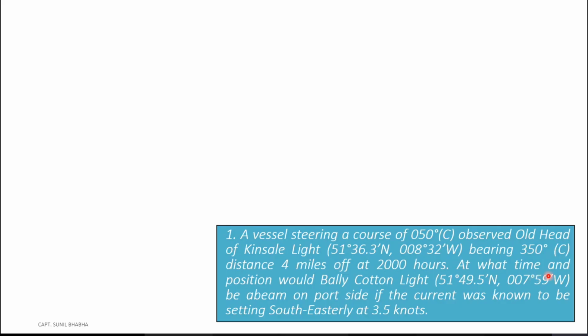Now, at what time and position would Ballycotton light, again the position of Ballycotton light is provided, be abeam on port side if the current was known to be setting southeasterly at 3.5 knots? So there is current in the area. The set and drift of the current is given to us. Let's now open up the chart and have a look at this area.